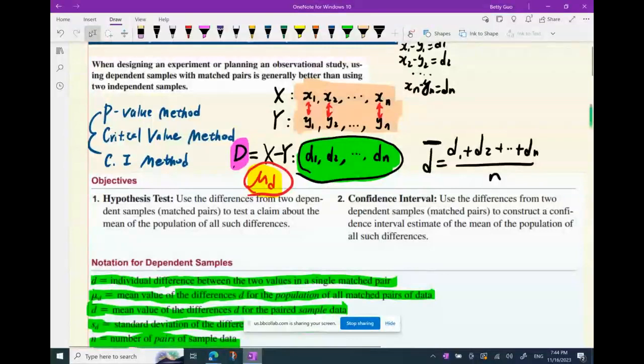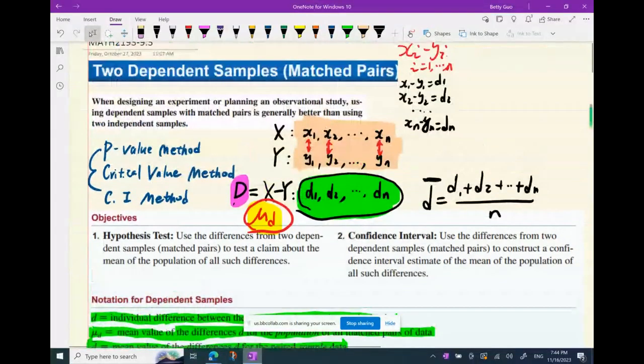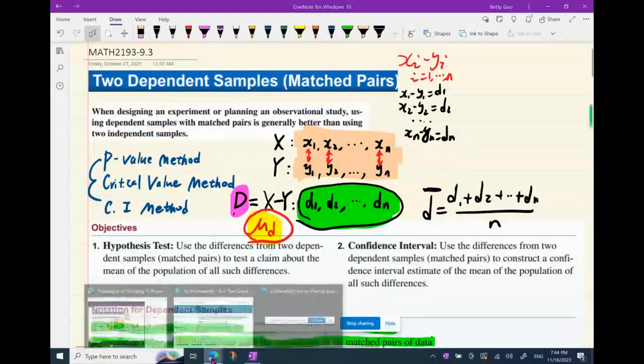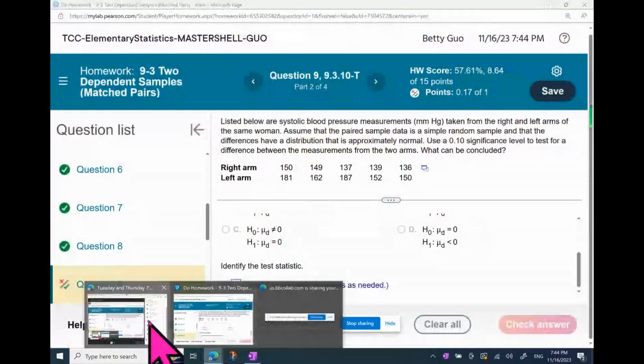I'm trying to explain what we do in this section. In this section, we are going to test the claim regarding mu sub D. We would have to really understand what is mu sub D, right? What is mu sub D?